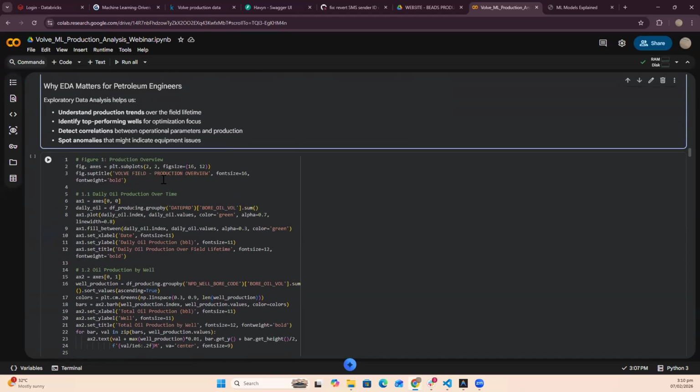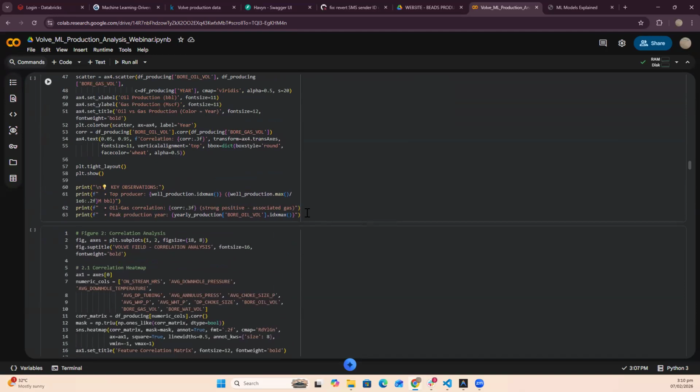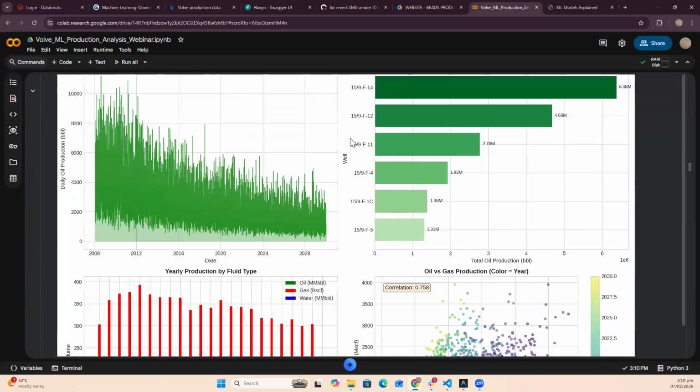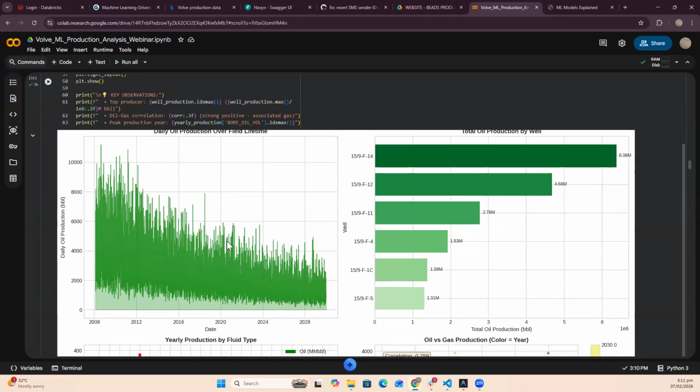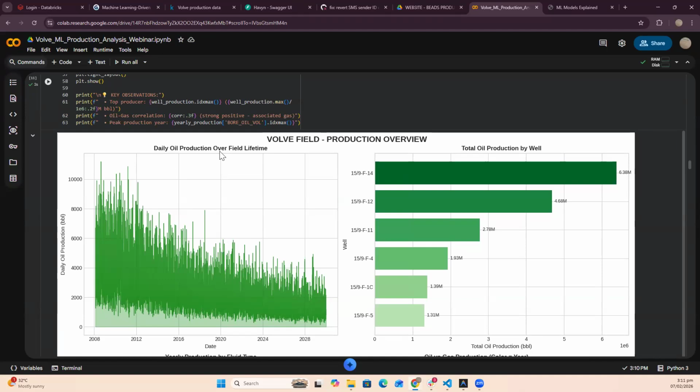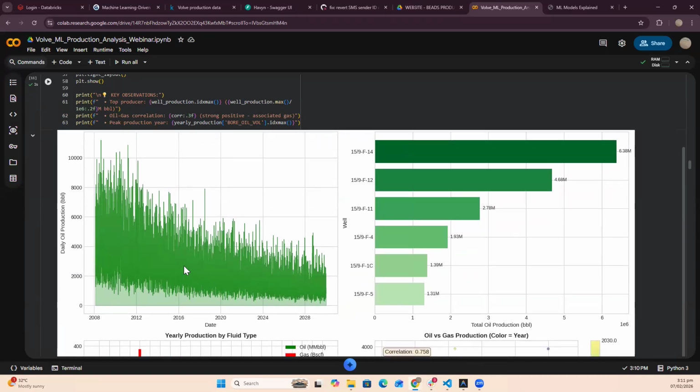So here we are going to see the production overview, daily production over time. Let me plot the graph so that we can take it from there. Okay, so this is some EDA that we do so that we see how the data looks like, what's going on, right? So as we can see, daily oil production over time, the production was decreasing as time moves on, right? So we can see there was a decrease, a decrease, a decrease.